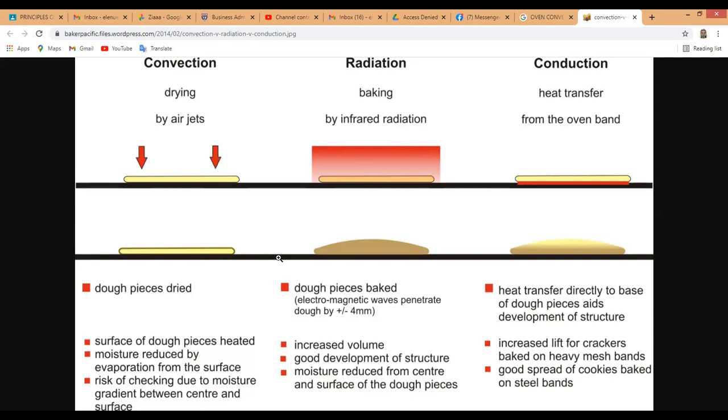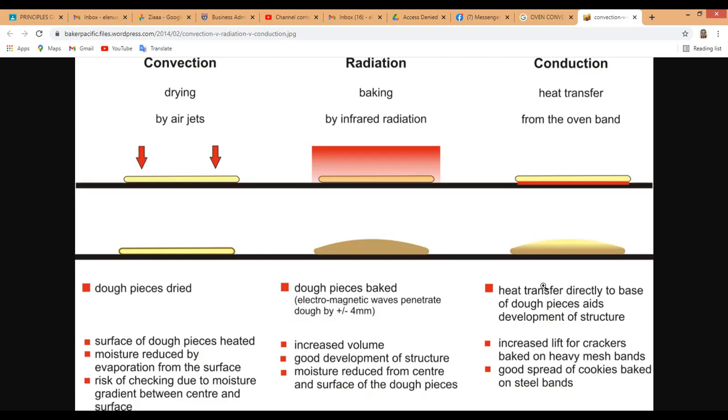If you're baking through radiation or infrared radiation, this is what happens. So we have here dough pieces baked, increase in volume, good development of structure, moisture reduced from center and surface of the dough pieces as well. If you're going to do it by conduction ovens, there is heat transfer from the oven band. This is the heat. So heat transfers directly to the base of the dough pieces, which aids development of structure also, and increases lift for crackers baked on heavy mesh pans, and good spread of cookies baked on steel bands.